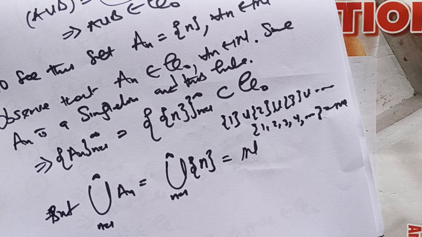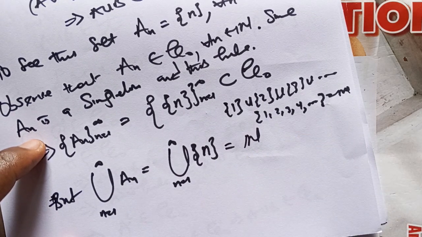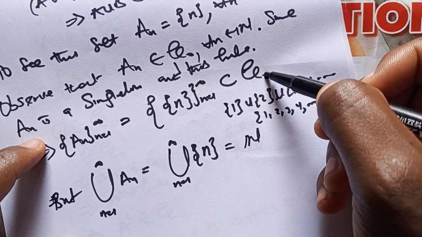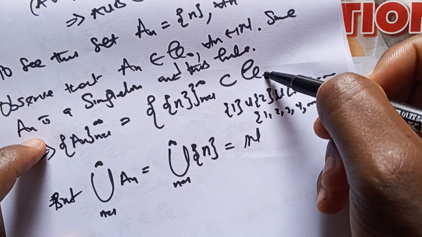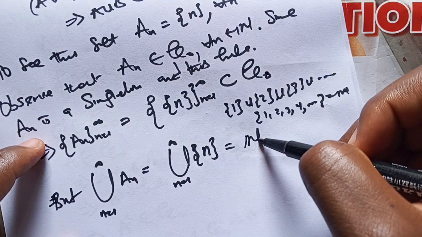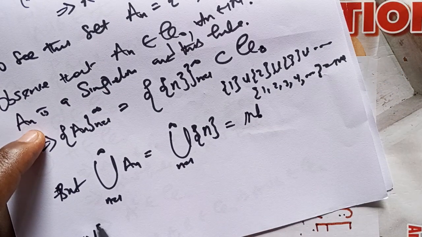So because N is an infinite set, we now check if its complement is infinite. Let's see if its complement is finite. Remember, for anything to be in A naught, either that element is finite or the complement is finite. So since N is infinite, let's look at N complement.